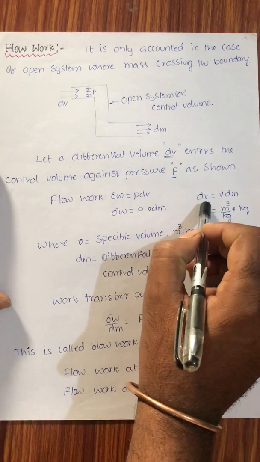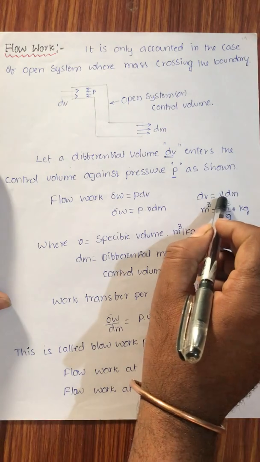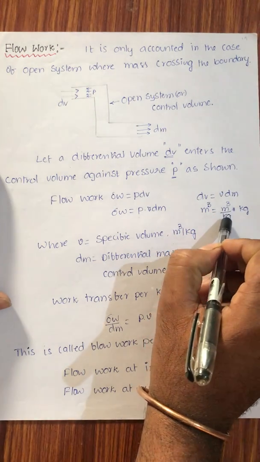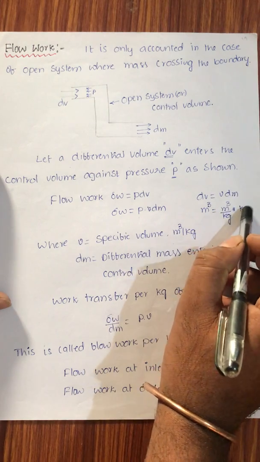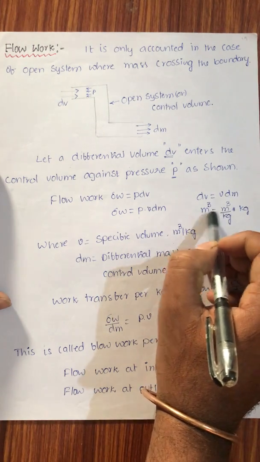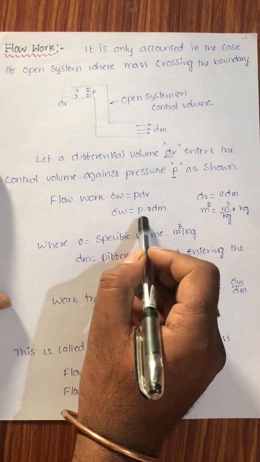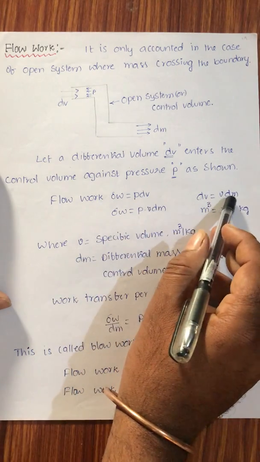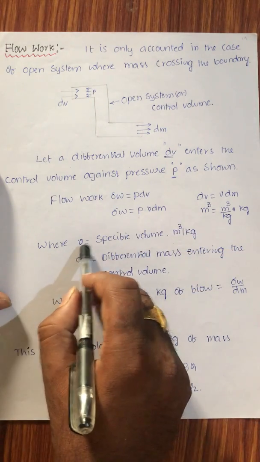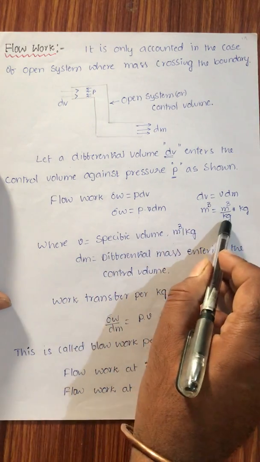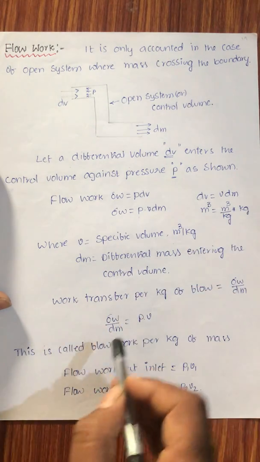But dV is equal to the volume, which is v into dm. v is the specific volume in meter cube per kg. dm is the differential mass. So kg gets cancelled, leaving meter cube. So dV can be written as v into dm. Then delta W is equal to P into dV, meaning P v into dm. Here v is the small v, the specific volume in meter cube per kg, and dm is the differential mass entering the control volume in kg.